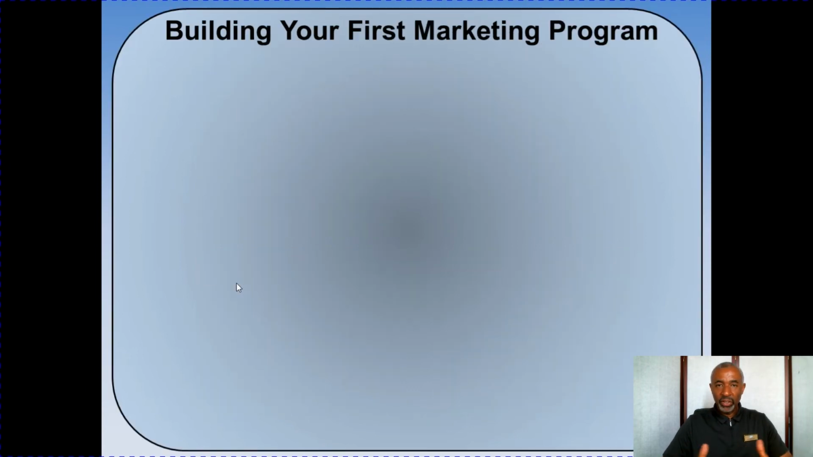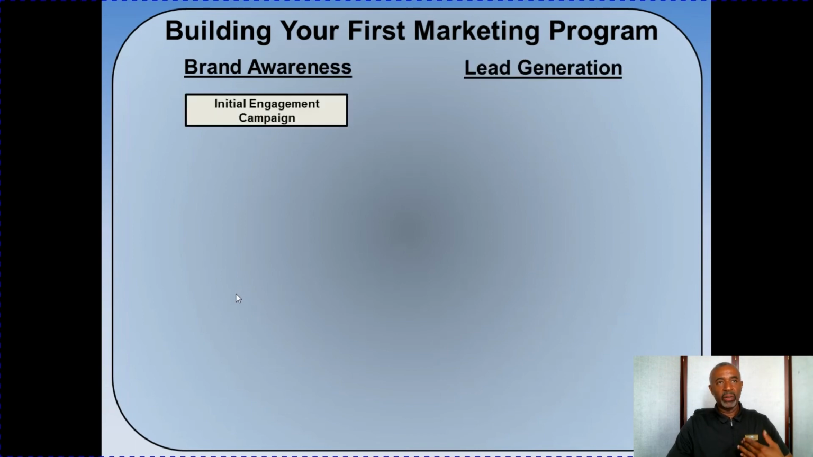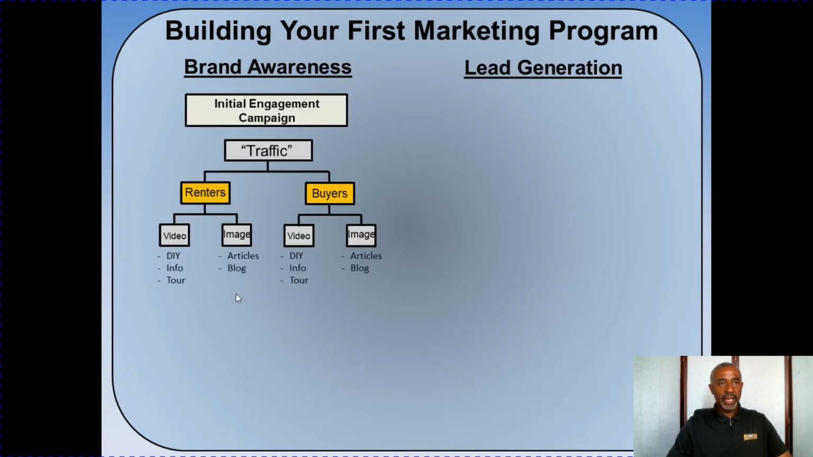So let's talk about building your first marketing program, starting with brand awareness and lead generation. For that initial engagement campaign, I would suggest building a traffic campaign. And if you're just getting started, I would recommend renters and buyers, because you're going to get a lot of activity from those audiences, especially the renters audience. Some will still continue to want to rent, and by the way, you can make money off that, but some in that audience will ultimately be looking to buy.